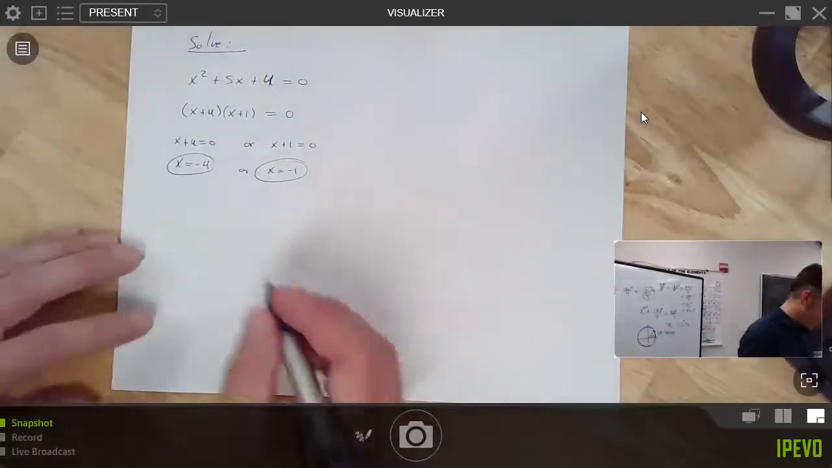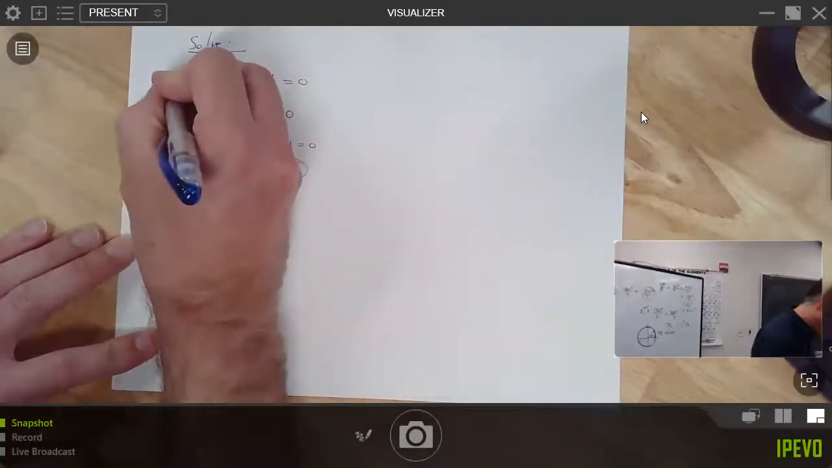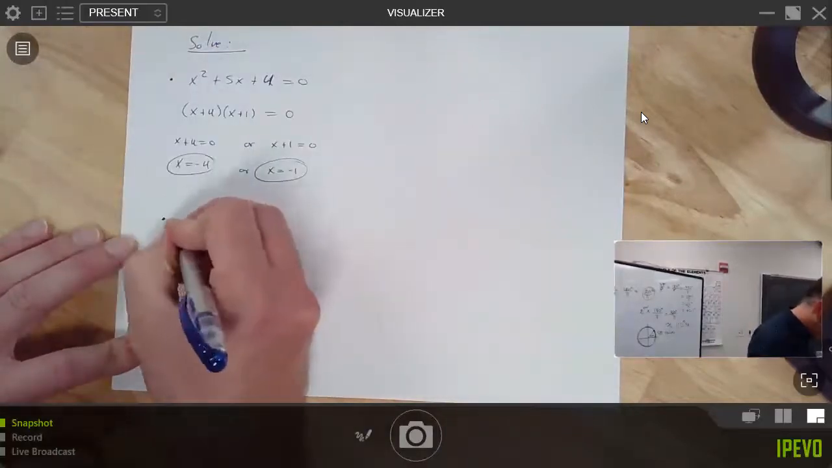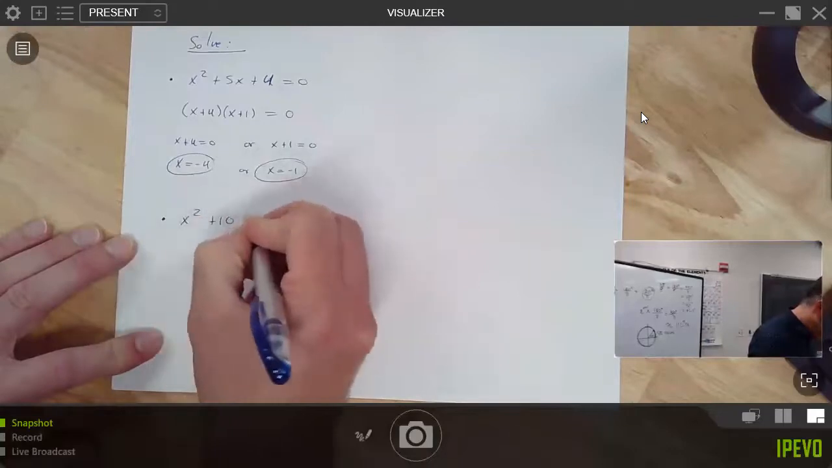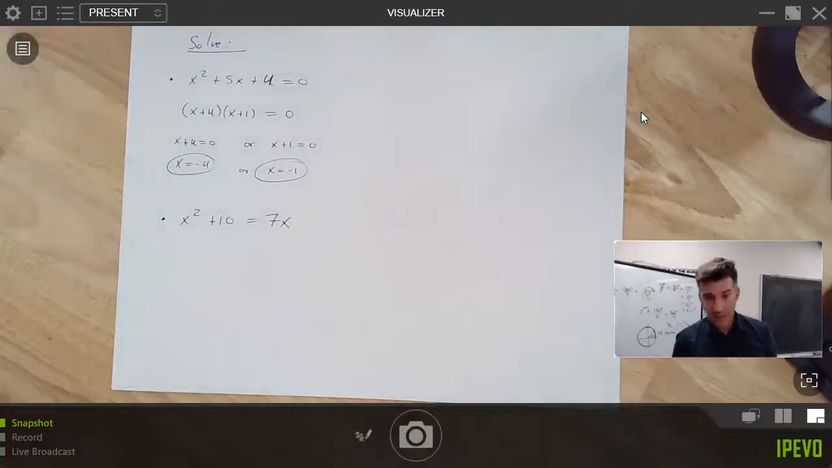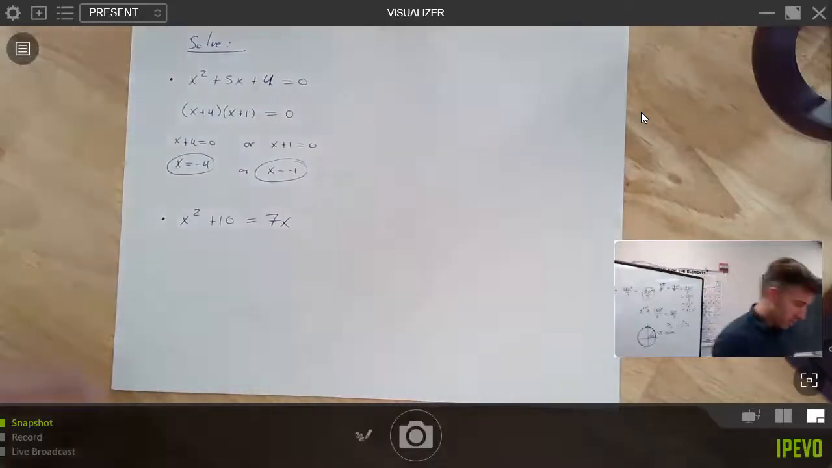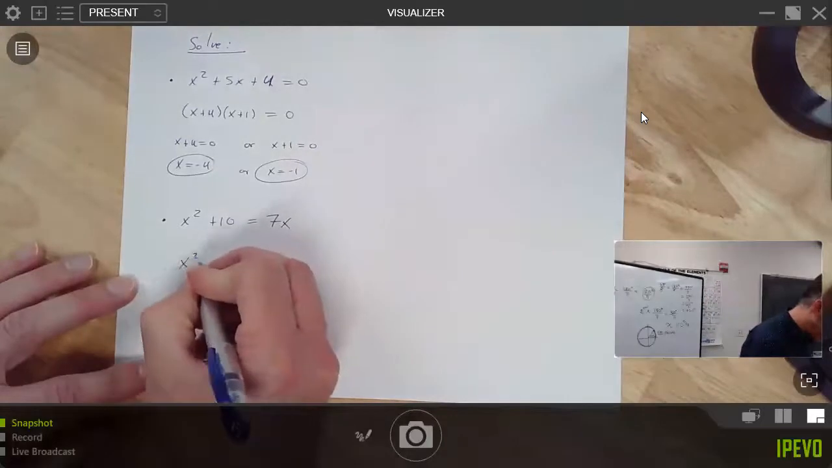Let's look at another one. Let's change it up just slightly. Let's say we were starting with x squared plus 10 equal to 7x. When you have a problem like this, or whenever you have a non-linear equation, meaning x is raised to some power other than 1, you almost always want to bring everything to one side and set it equal to 0. So I'm going to subtract the 7x, and I want to write it in standard form.